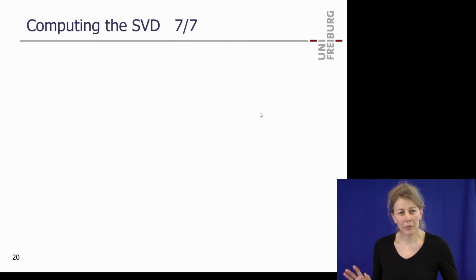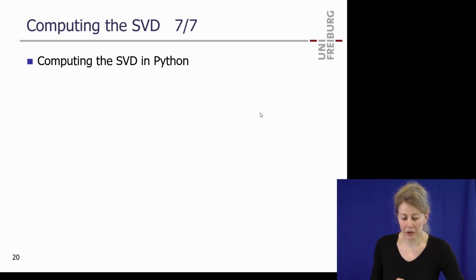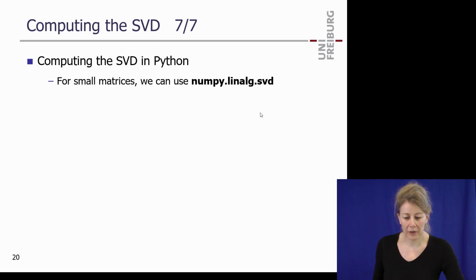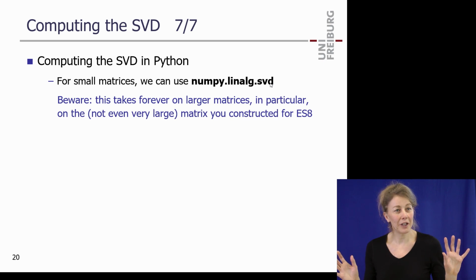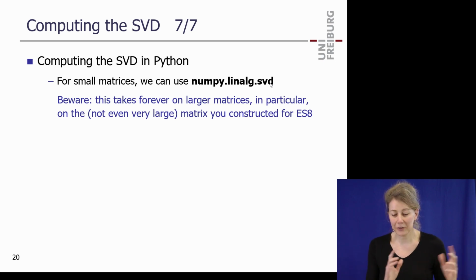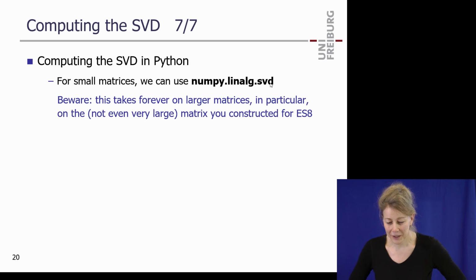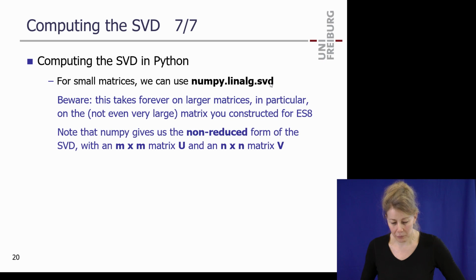Okay, and now comes a lighter part, but first one more comment. Doing it in Python, I showed it to you. You can use NumPy linalg SVD. That's for dense matrices. Everything in NumPy is for dense matrices. This will take forever on a large matrix. Already for the last exercise sheet, if you would have used NumPy, it would have taken forever. It's made for dense and not very large matrices. And also NumPy gives you the non-reduced form. I've already explained it to you.